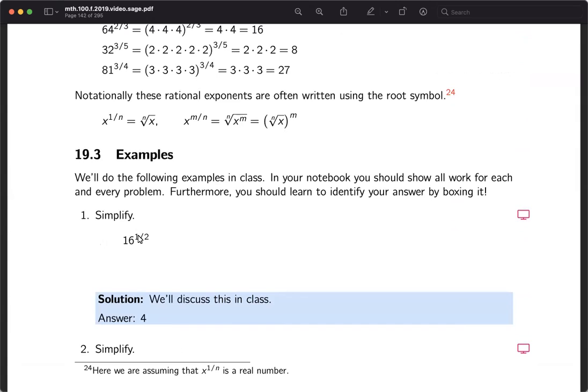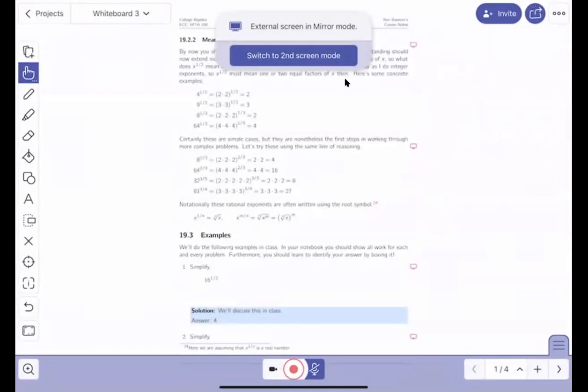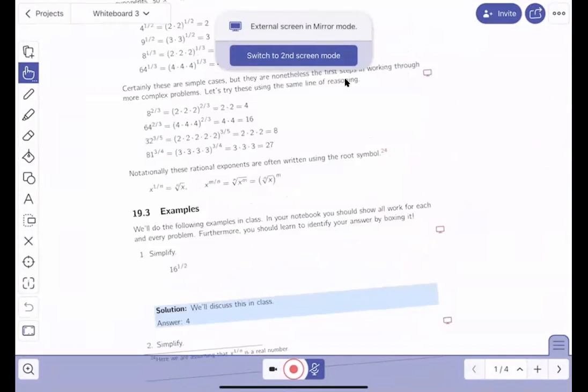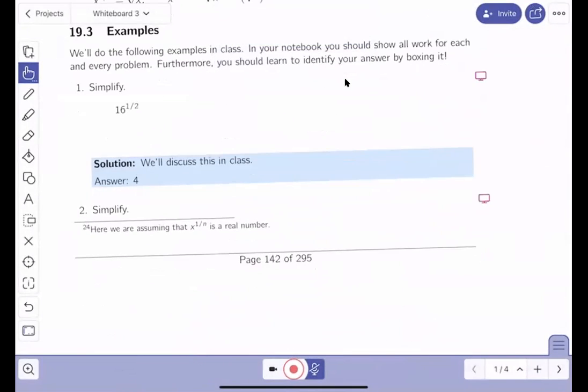All right, let me move over to the whiteboard. And as I do that, I'm going to do another share with you. Okay, so we're at the whiteboard now, and what I'm going to do is just talk about example number 1.